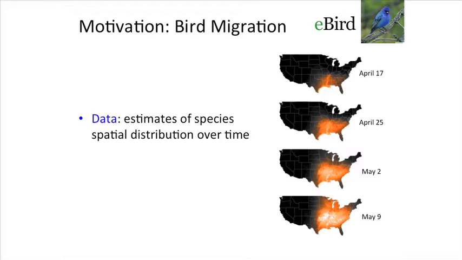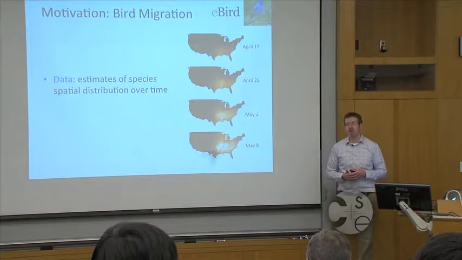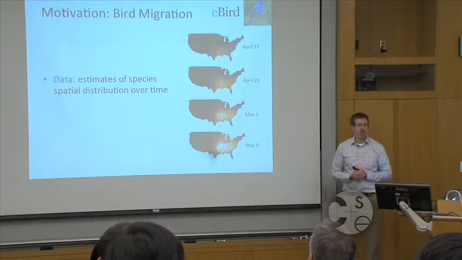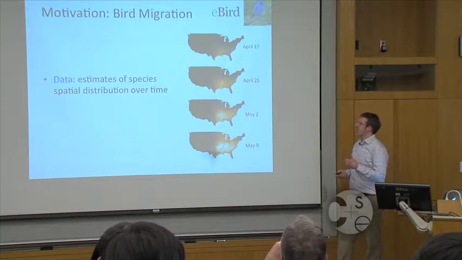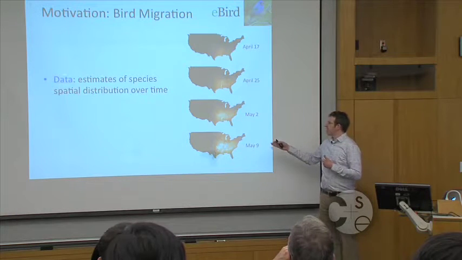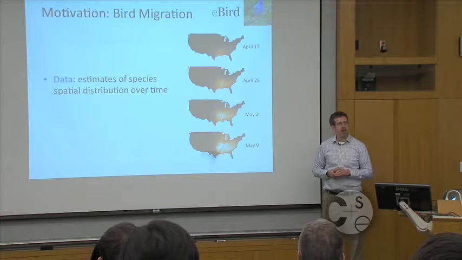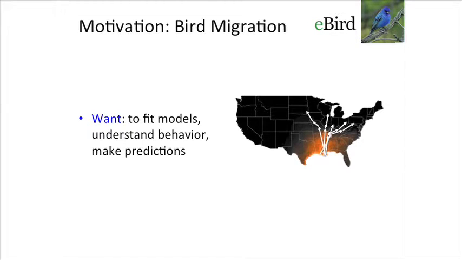So if we take that eBird data that I showed you, we can do lots of nice things with it. One of the really nice things is we can create these beautiful maps of the spatial distribution of different species over time, right? And so one way to think of what eBird provides us is enough information to estimate these distributions at different times of the year pretty accurately.